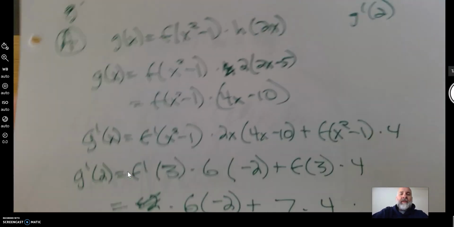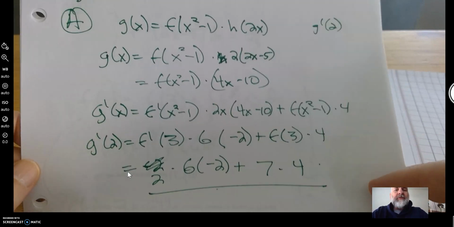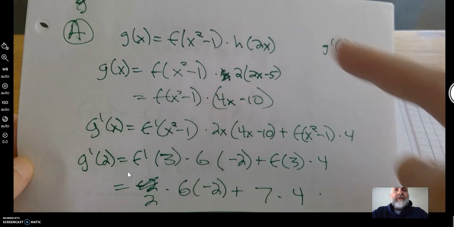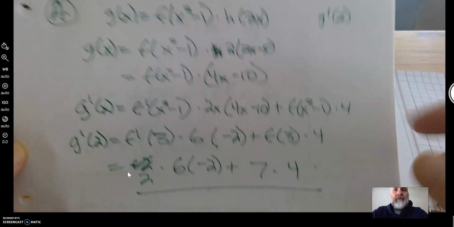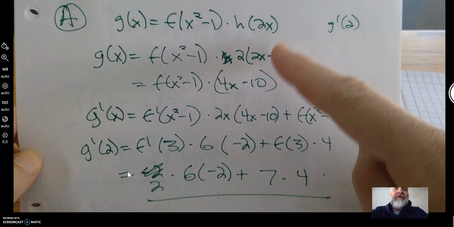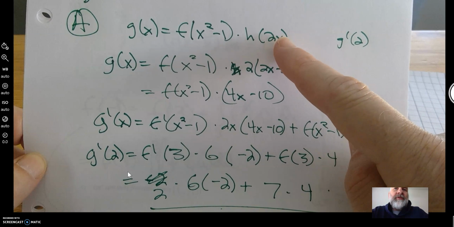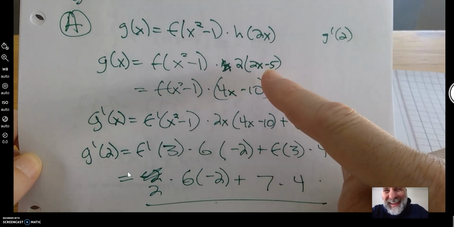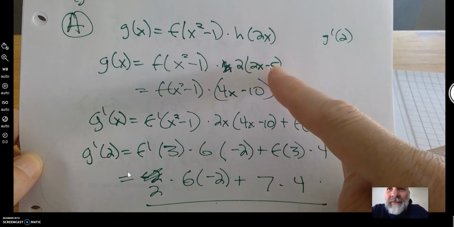Okay, question number 1. This was a pretty straightforward one, I thought. It's algebraically a little bit much, but it's nothing horrible. They told you g of x is equal to this, and you're supposed to find g prime of 2. I just substituted in for x. Oh wait, hold on a second. I'm already concerned. I have to take a look at this. h of 2x is you plug 2x in for the x.